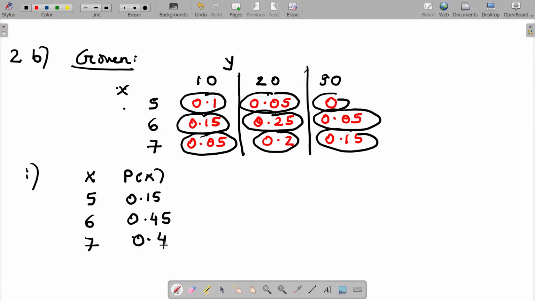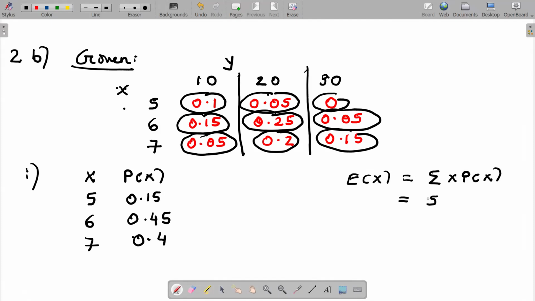Now, what is the expected value of x? Apply the formula. We have done this in the main lectures in discrete random variables as well as joint probability distributions. So expected value of x is summation xpx.